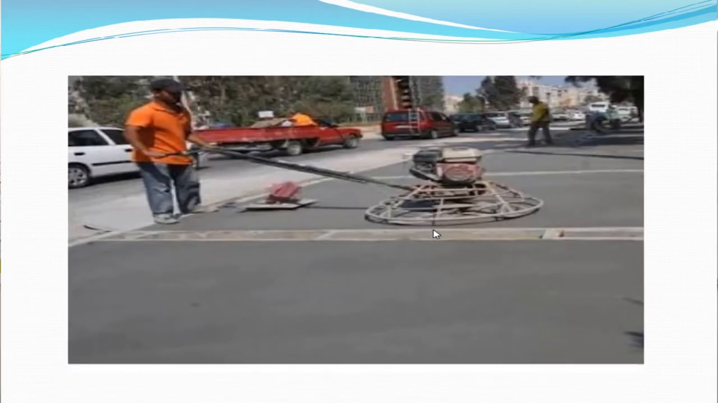The following slide shows us where we use a power float. A construction worker is power floating the surface to bring it smooth and level. Once this is done, we can either screed, we can tile, we can carpet over this. Being the outside, it could be even paving as well.